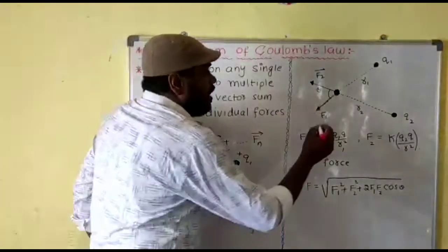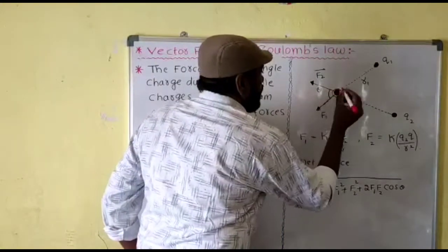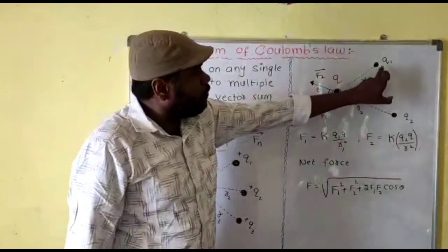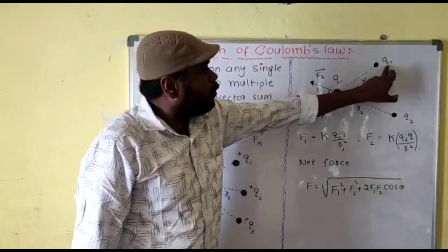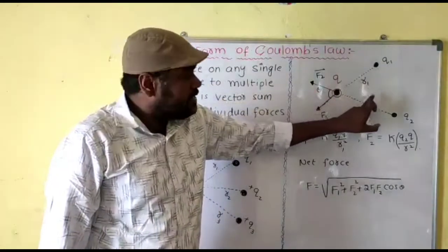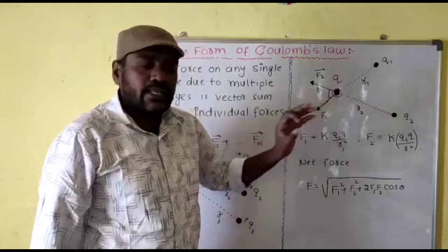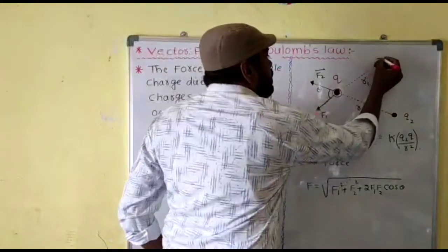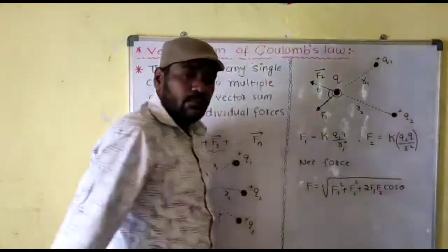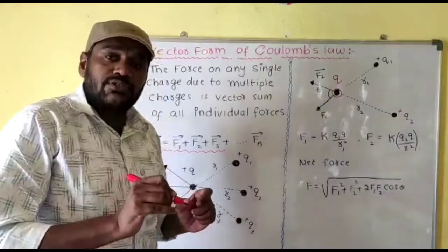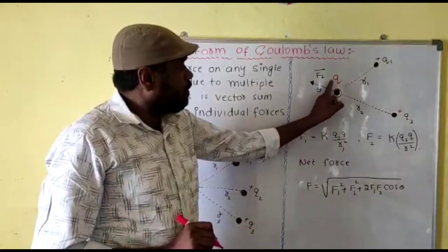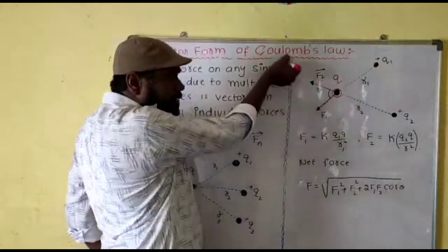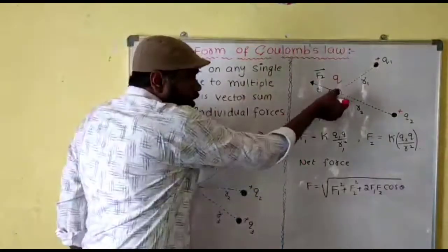To understand this, let us discuss one more point. For example, this is one charge, which I am taking as Q. Now one more charge Q1 is there, and the distance between Q1 and Q I am taking as R1. The distance between Q2 and Q I am taking as R2. Suppose both are positive charges. Positive force is always a repulsive force, so this is repulsive, and this is also repulsive.